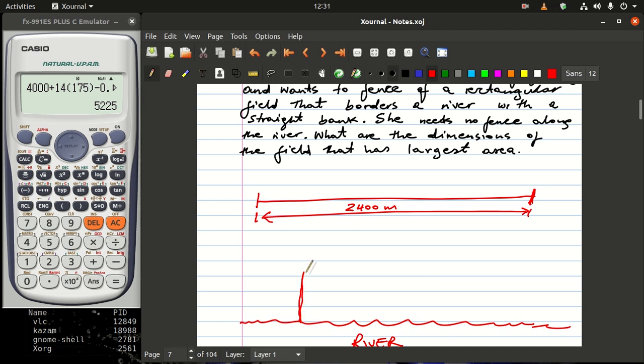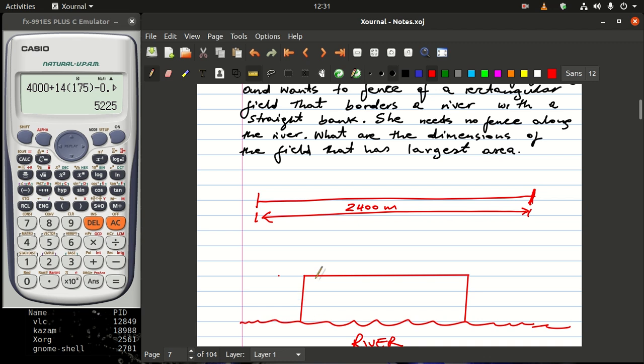So a rectangular shape is going to be something like this. This is not good looking at all. Let me use a ruler here. I grab my nice ruler and place it there, and then I deal with this one here. So this is the river. This side, she is not actually going to fence.